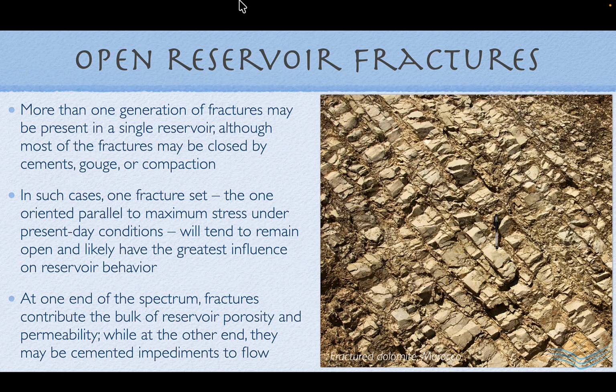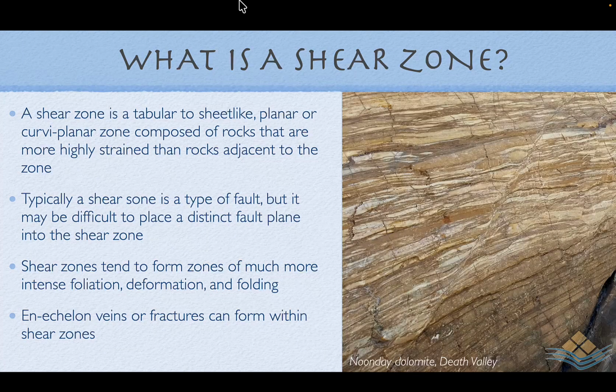As well as fracture systems, we have this overprint where we see some movement across the zone of displacement. These define shear zones. So a shear zone is a tabular to sheet-like planar to curved planar zone composed of rocks that are more highly strained than the rocks on either side. So typically a shear zone is a type of fault. But because it's a zone, not a single surface of breakage, it's quite difficult to put a distinct fault plane into a shear zone.